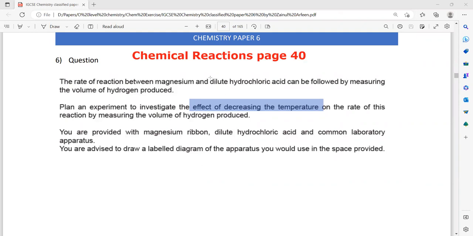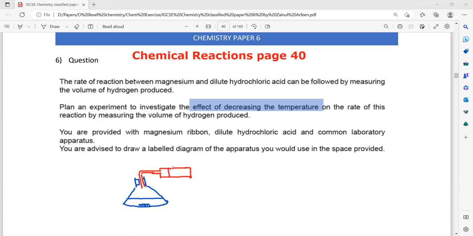Whenever you want to measure the volume of a gas given off, you can either collect over water, or you can have a conical flask, a gas syringe, and the reaction mixture. First we will do it at high temperature and then decrease it, and compare the volume in unit time.